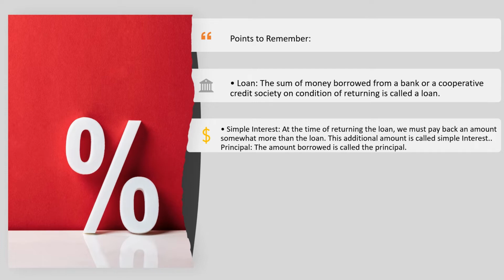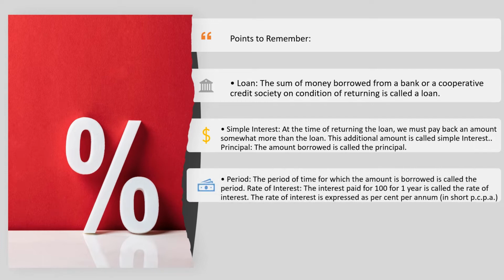The principal is the amount that you have borrowed. You need to remember this word. Principal means the amount borrowed. Period. The period of time for which the amount is borrowed is called the period. Next, you have rate of interest. The interest paid for 100 for 1 year is called the rate of interest. The rate of interest is expressed as percent per annum. In short, we write it as PCPA, percent per annum.